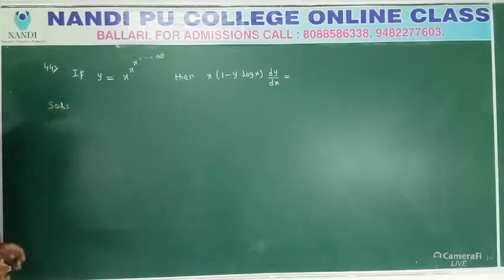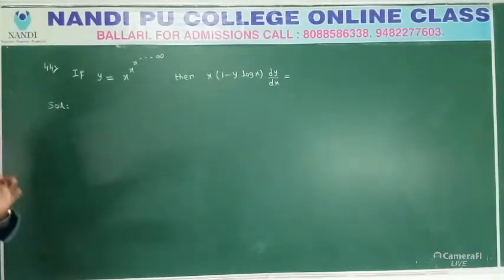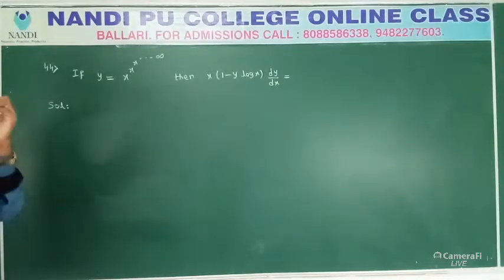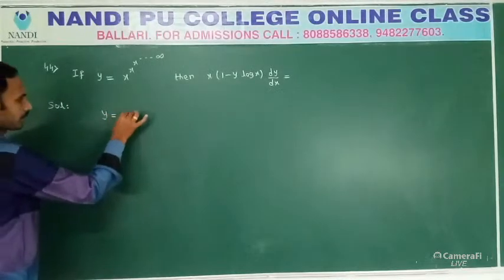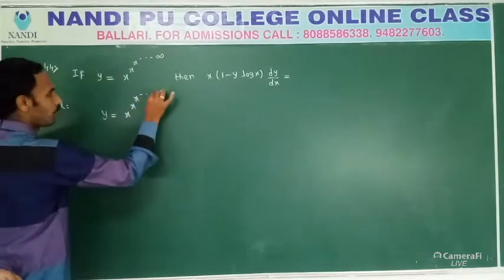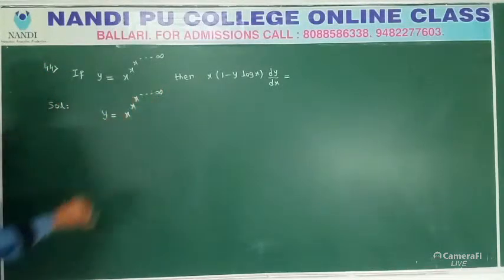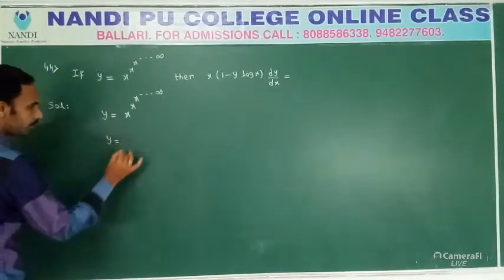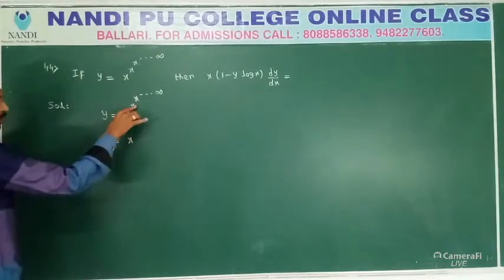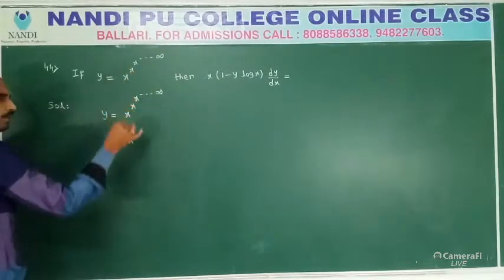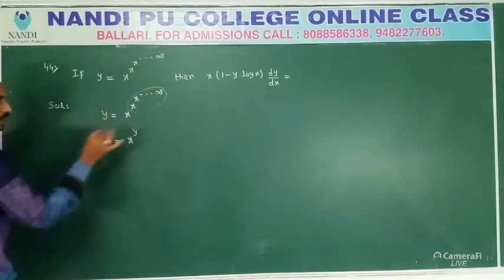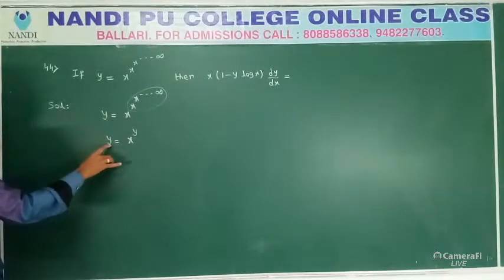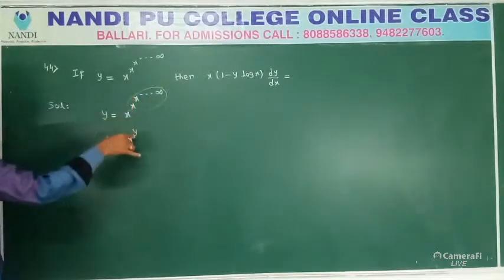Okay, solution. First I will do two methods, one PUC method and one CET method: how to do it if you have forgotten the formula, and how to do it if you have the formula. Write the given function. y is equal to x power x power and so on infinity. I want dy by dx. The whole power tower after the first x can be treated as y. This is all replaced by y. So y is equal to x power y.